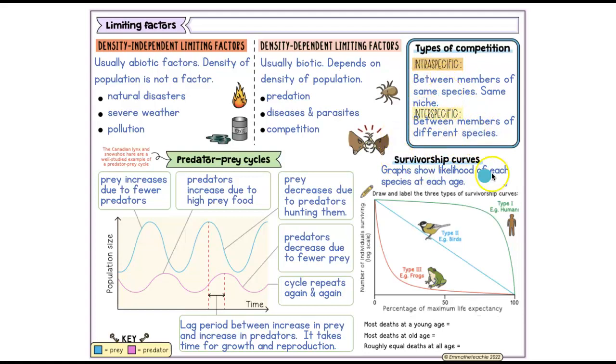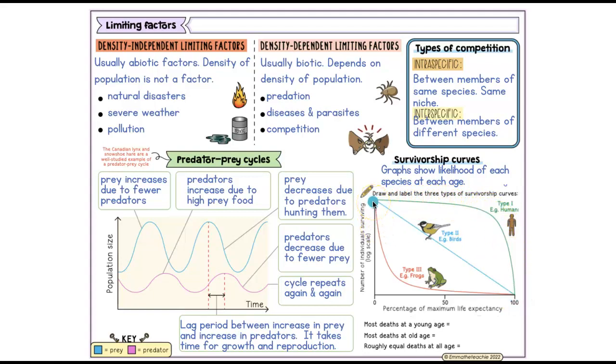Finally, please fill out the survivorship curves. This is a graph that shows the likelihood of survival of each species at each age. And so we have three specific ones. We have ones that would be represented like with the human race or mammals, which have a high maximum life expectancy. They live long lives because they care for their young. And then as they get old, they start to die off.